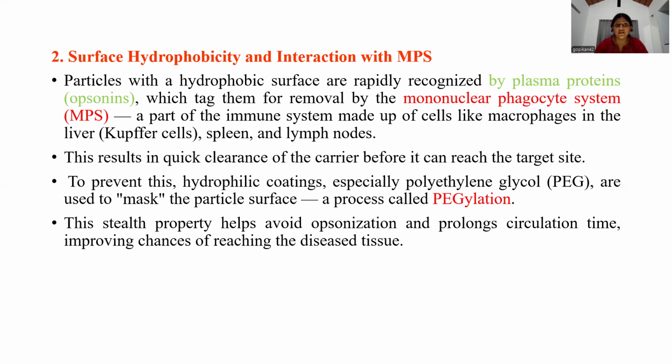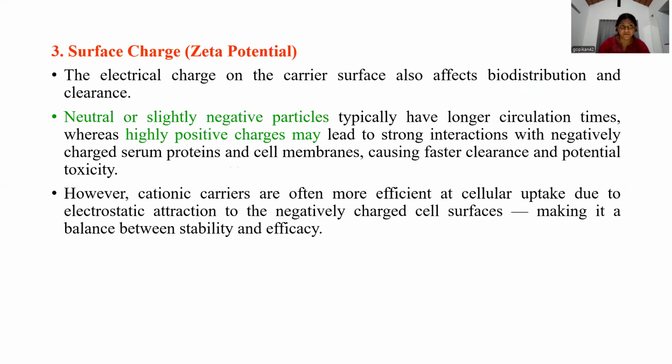To prevent this, hydrophilic coatings, especially polyethylene glycol, are used to mask the particle surface, a process known as PEGylation. This stealth property helps avoid opsonization and prolongs circulation time, improving the chances of reaching the diseased tissue.